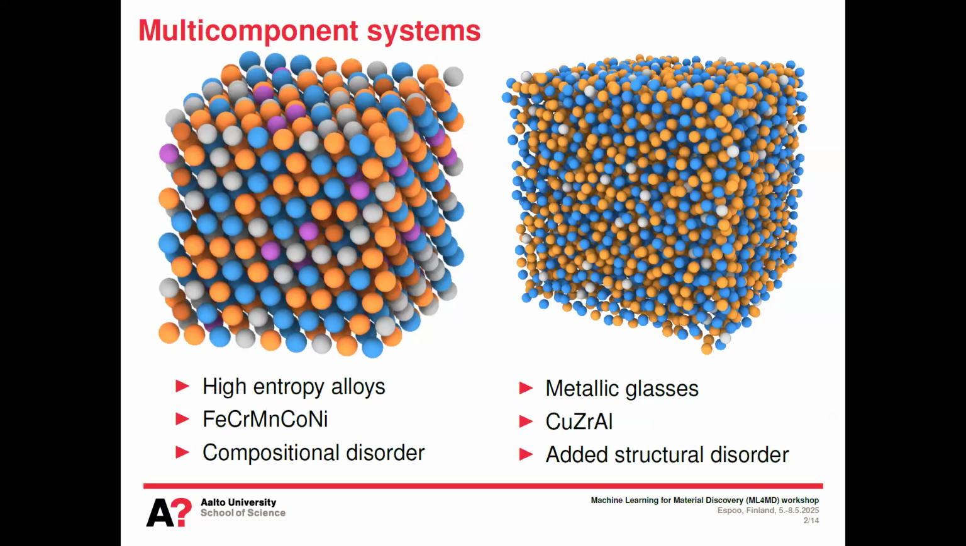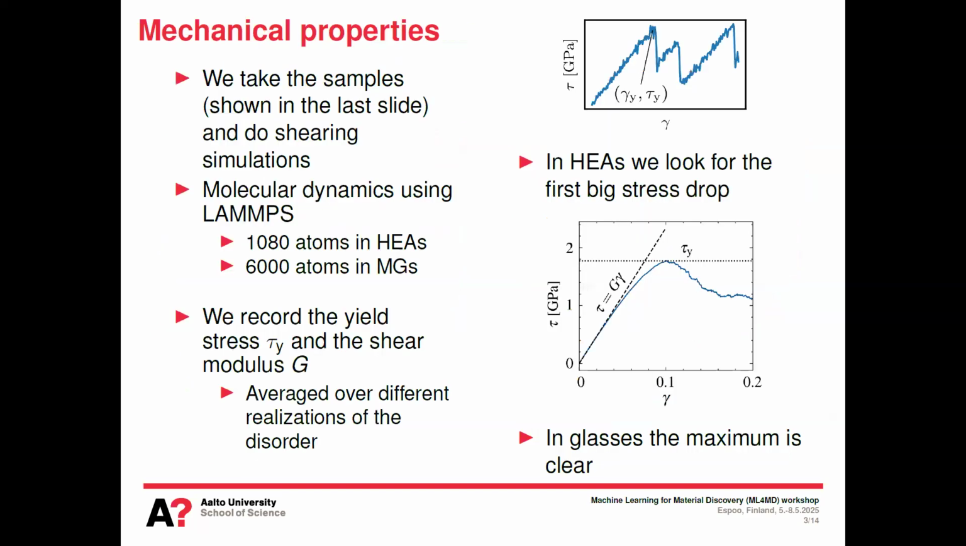Then after that, we worked a bit on metallic glasses. So here is copper, zirconium, aluminum, where the aluminum is a smaller additive component. And here, in addition to the compositional disorder, you also have a structural disorder. So you have this amorphous structure. And yeah, to mention that everything is in simulations here, so keep that in mind.